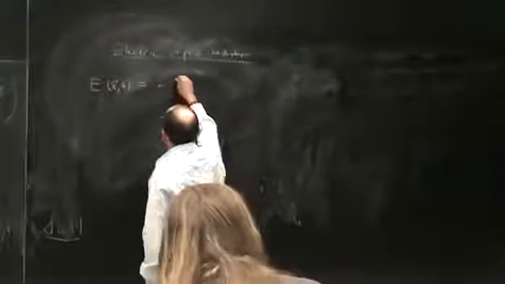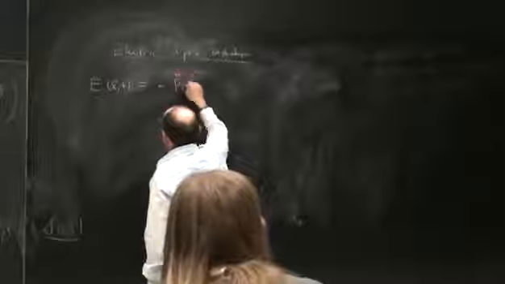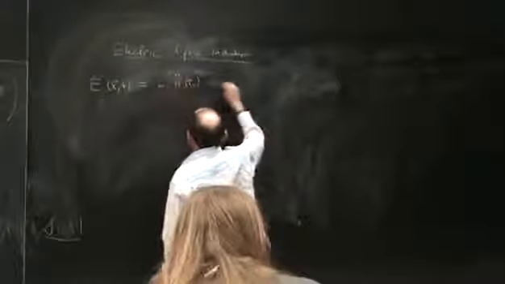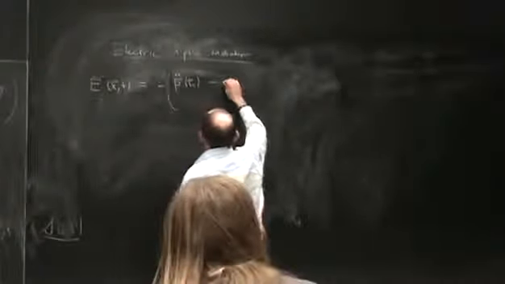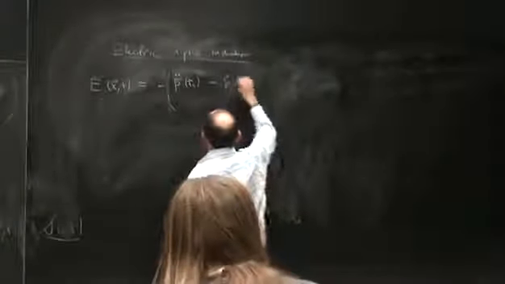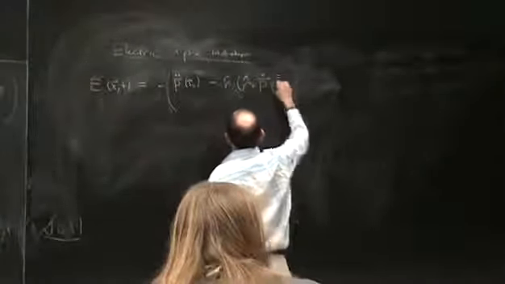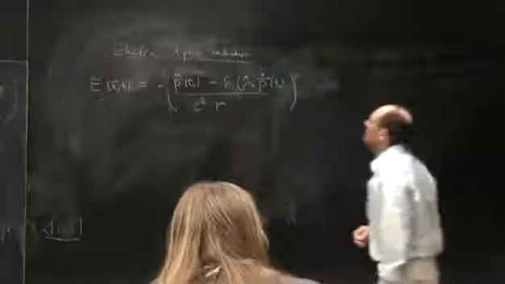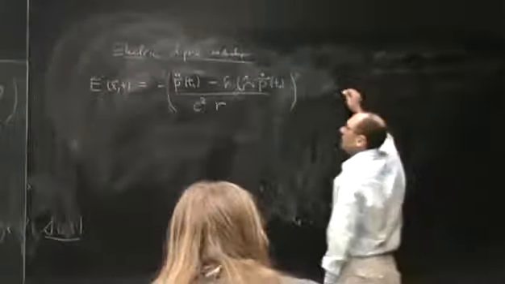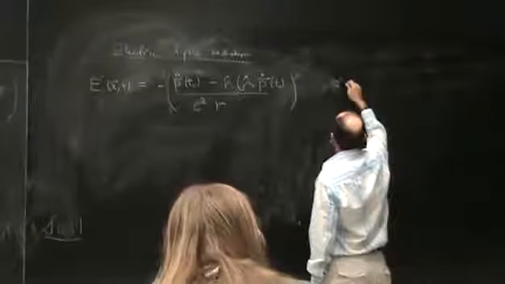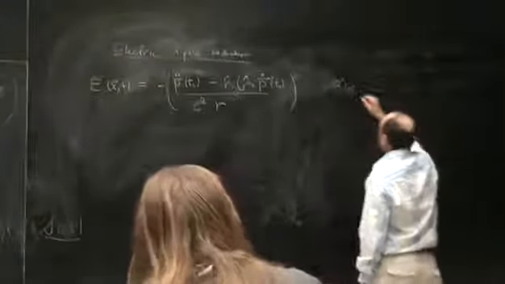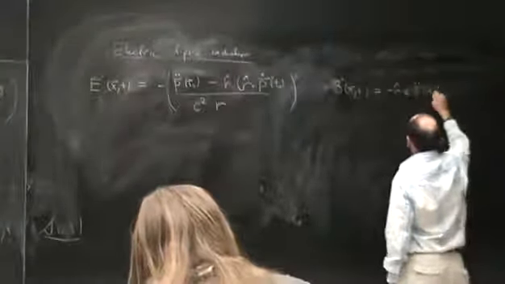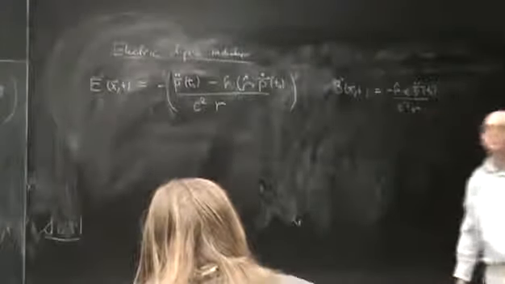It's minus [P double dot evaluated at t naught minus r hat, r hat dotted into P double dot at t naught] over c squared R. The magnetic field, we said, is equal to minus r hat crossed into P double dot, over c squared R.